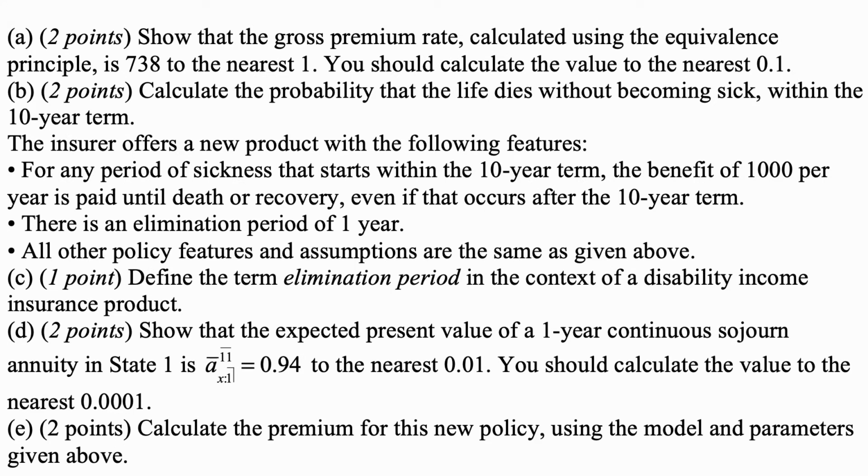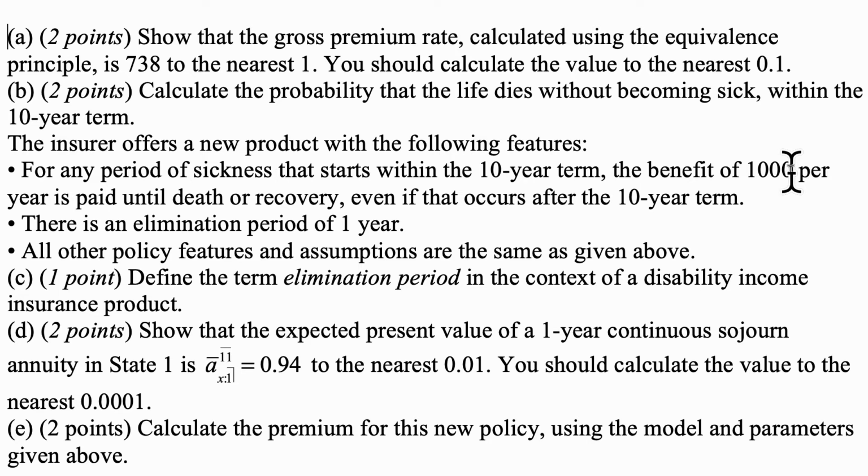Part A. Show that the gross premium rate calculated using the equivalence principle is 738 to the nearest 1. You should calculate the value to the nearest 0.1. Part B. Calculate the probability that the life dies without becoming sick within the 10-year term.